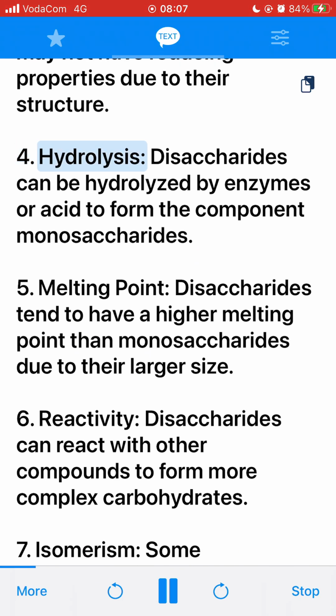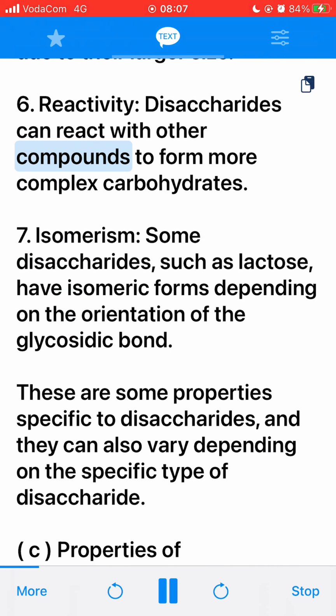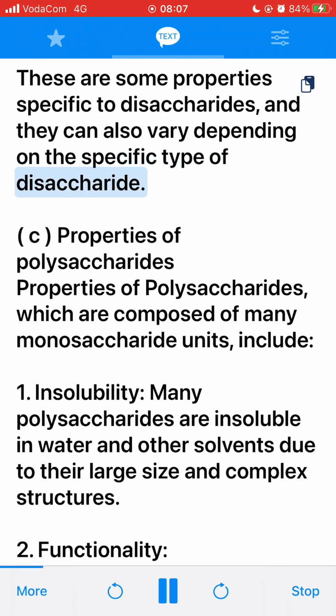4. Hydrolysis. Disaccharides can be hydrolyzed by enzymes or acid to form the component monosaccharides. 5. Melting point. Disaccharides tend to have a higher melting point than monosaccharides due to their larger size. 6. Reactivity. Disaccharides can react with other compounds to form more complex carbohydrates. 7. Isomerism. Some disaccharides, such as lactose, have isomeric forms depending on the orientation of the glycosidic bond. These are some properties specific to disaccharides, and they can also vary depending on the specific type of disaccharide.